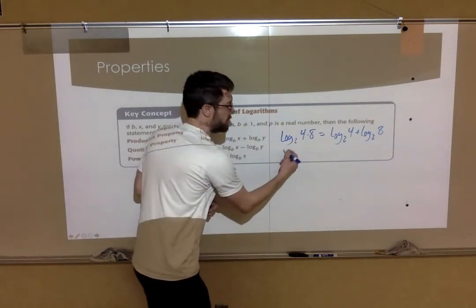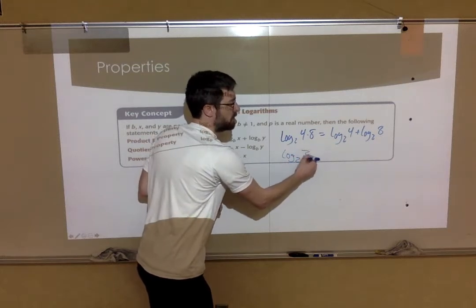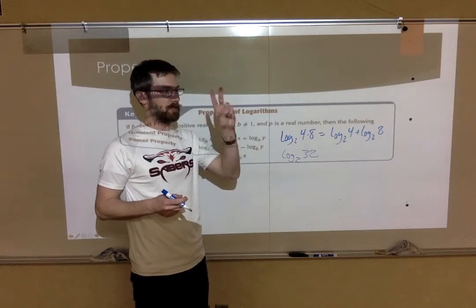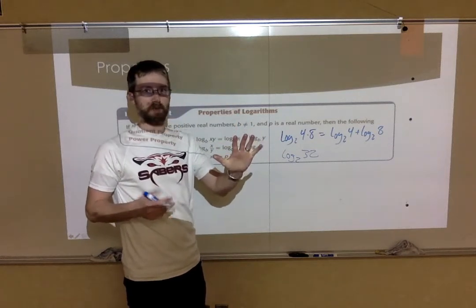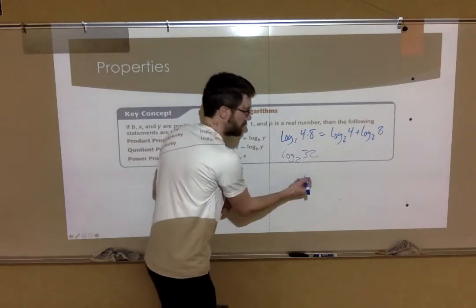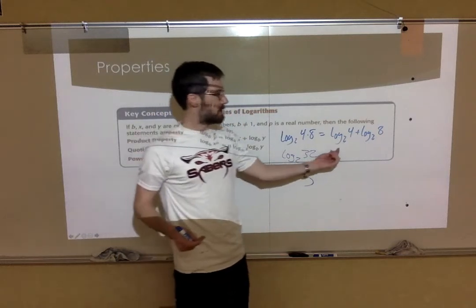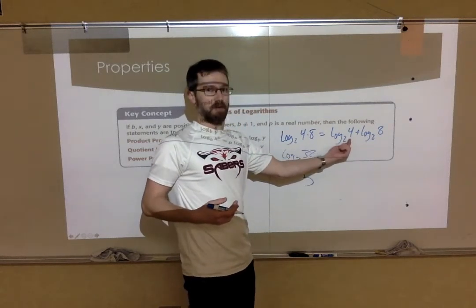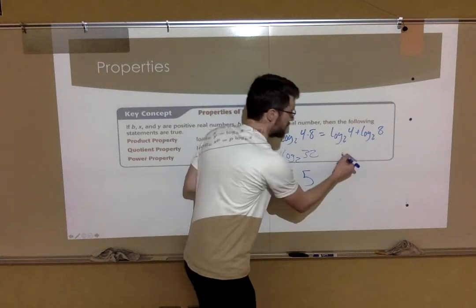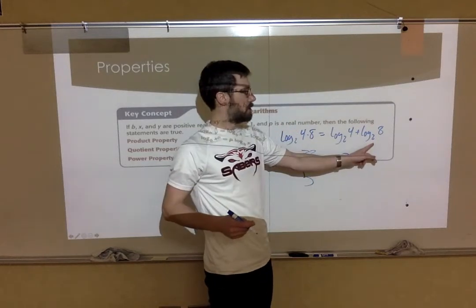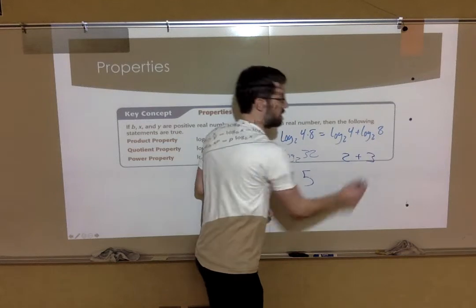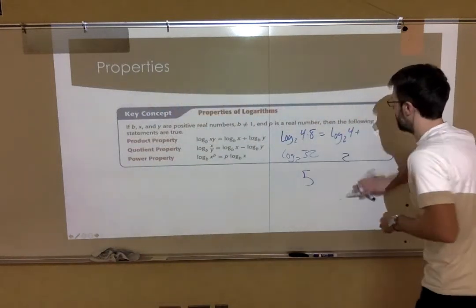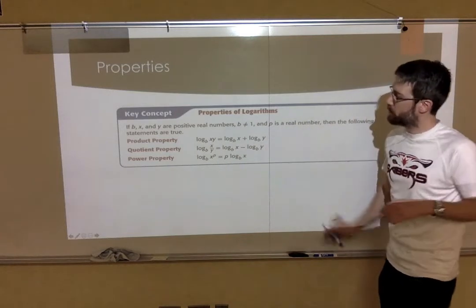4 times 8 is 32, so this is log base 2 of 32. Well, log base 2 of 32 is 5, since 2 to the 5th is 32. So that equals 5. If I apply that same strategy here, log base 2 of 4 is 2, because 2 times 2 is 4, plus 2 cubed is 8, so log base 2 of 8 is 3. And 2 plus 3 is obviously 5. I can do the same thing with the other two properties as well.